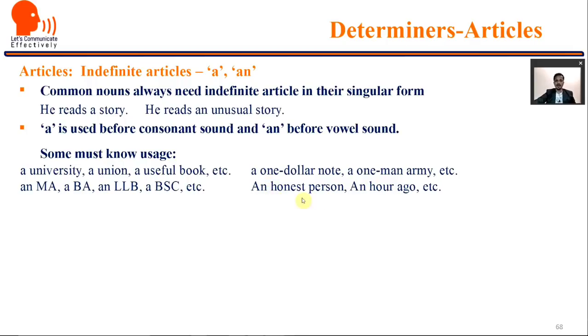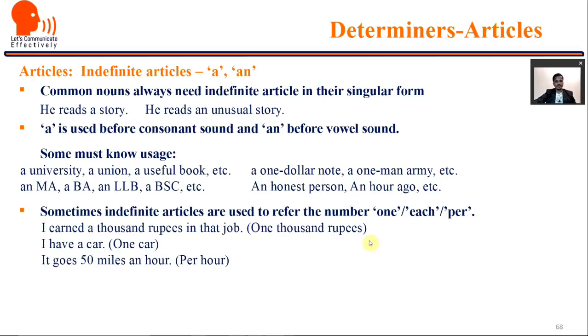Here, see, an honest person. Though the letter is H, though it is a consonant, the sound begins with a vowel. So it is 'onest, not 'honest'. As well as an hour ago. It is 'our, not 'hour'.